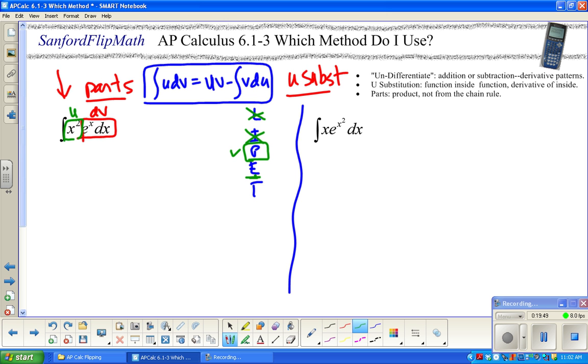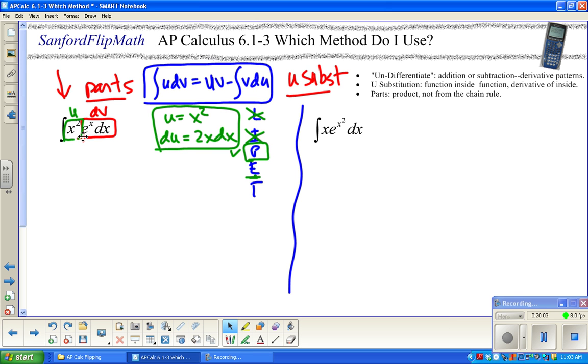All right, so if u is x squared, then du is 2x dx. So what we did was du/dx, and I multiplied both sides by dx. If dv is e to the x dx, then v is the antiderivative of e to the x, which is, excitingly enough, e to the x.